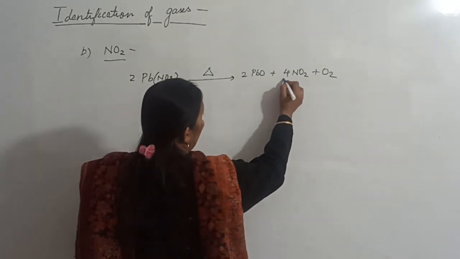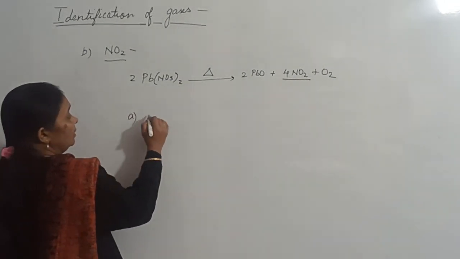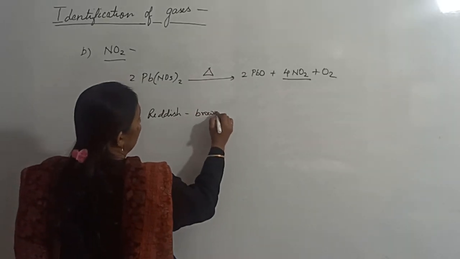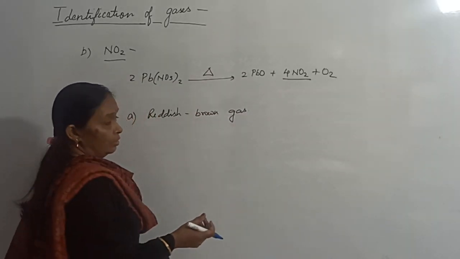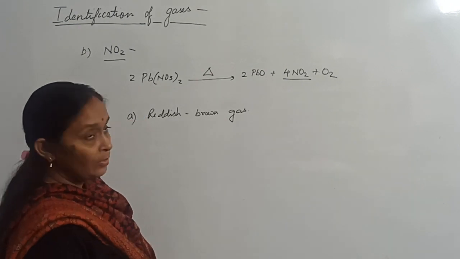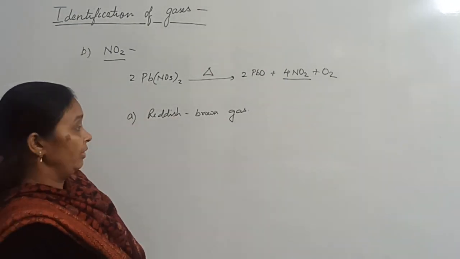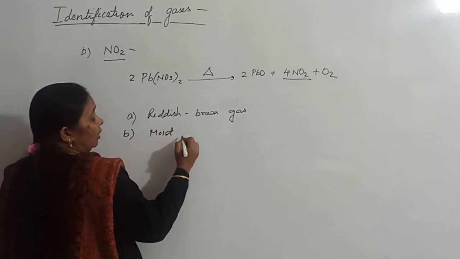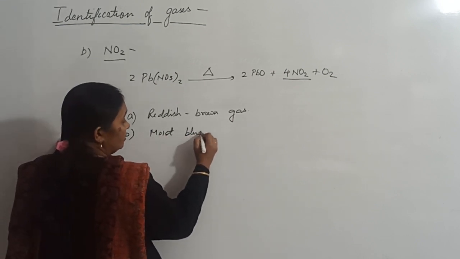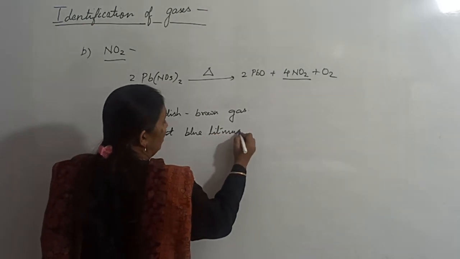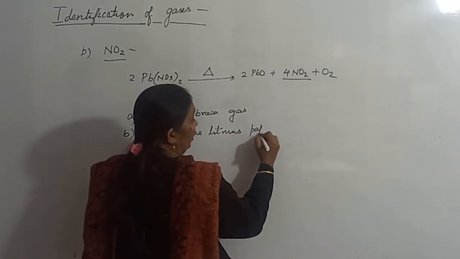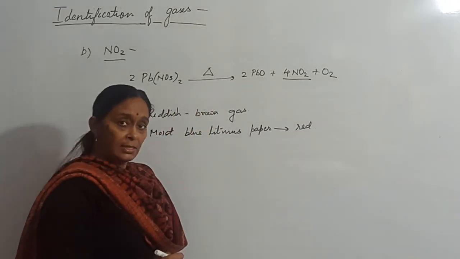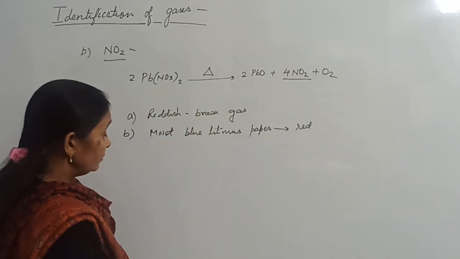This gas, nitrogen dioxide, is a reddish brown gas. So you can see the reddish brown vapors coming out from the test tube in which you have heated lead nitrate. Again, if you bring moist blue litmus paper in contact with nitrogen dioxide, it will turn red. That means the gas is acidic in nature.